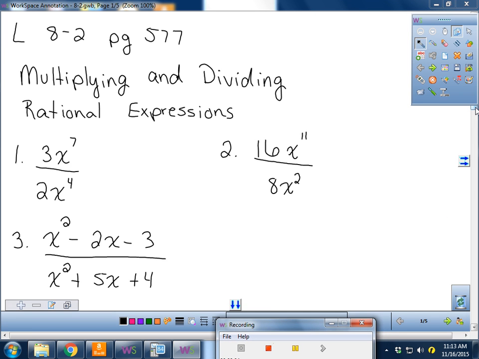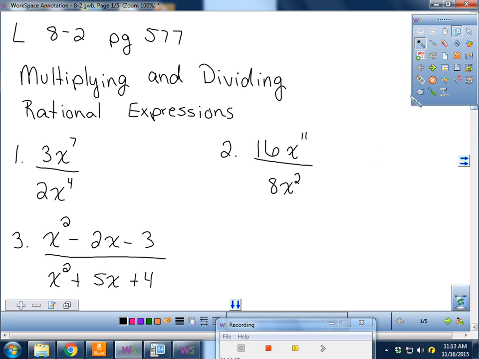All right, lesson 8-2, multiplying and dividing rational expressions. Okay, so let's talk about doing some that are just monomials. All right, so the very first one that we're going to look at is 3x to the 7th divided by 2x to the 4th.